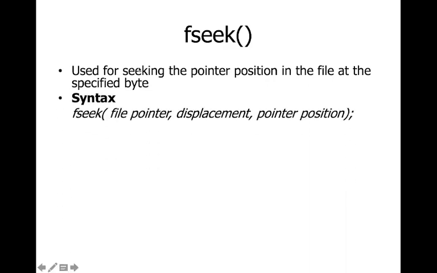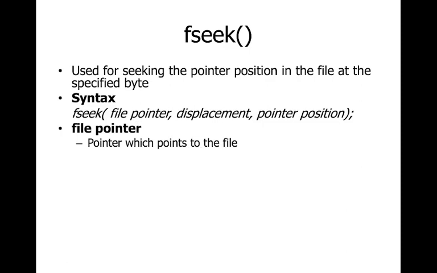So the syntax is fseek, file pointer. Now we have to specify the displacement and also the pointer position. So we will see what is this file pointer, displacement and pointer position. The file pointer is a pointer which points to the file. So we have to specify which file we have to seek from, or in which file we have to change the position. So for that we have to specify the file pointer.